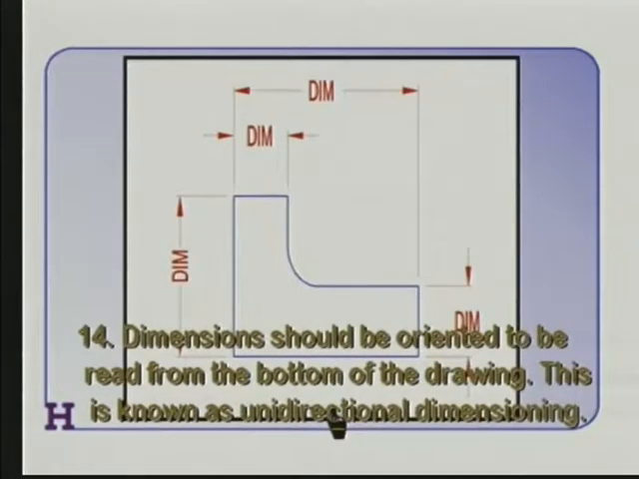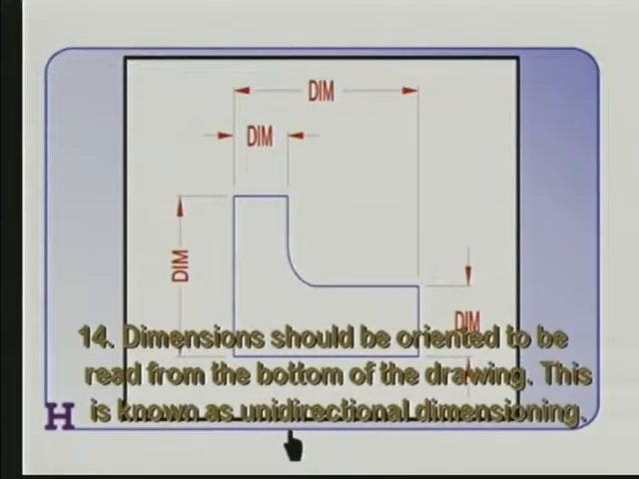Now, nowadays, with the current standards, dimensions should be oriented to be read from the bottom of the drawing. This is known as unidirectional dimensioning. In the old days, and in some of the textbooks, you'll still see examples where they use the aligned method. In this case, the text for this dimension is lined up with a dimension line. That was very common, but not anymore. That was common in days gone by. The new standards say that we use unidirectional dimensioning.